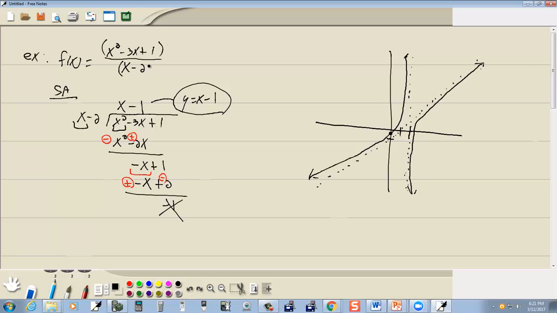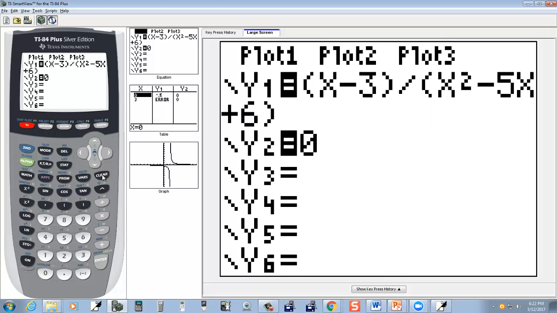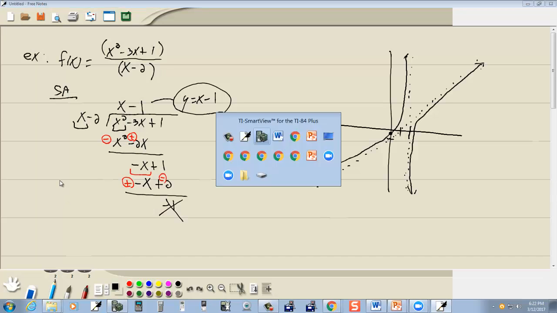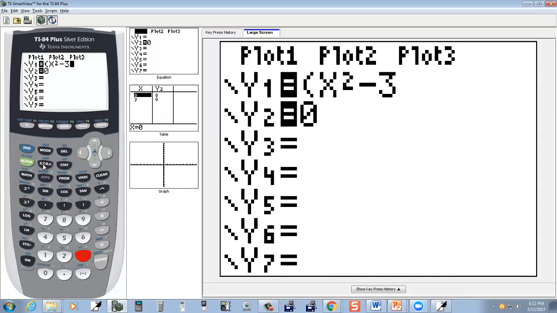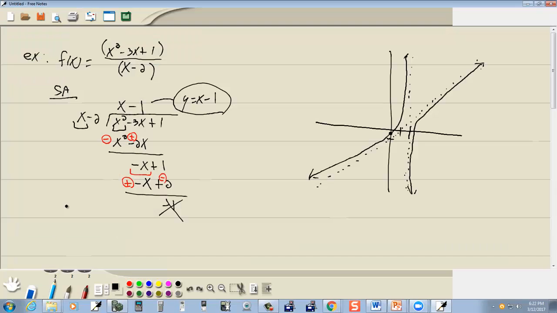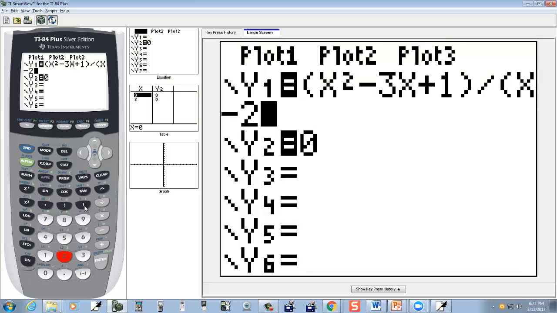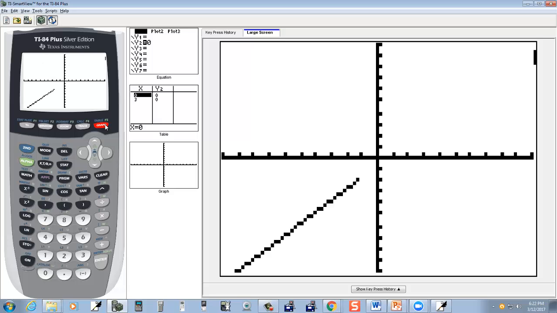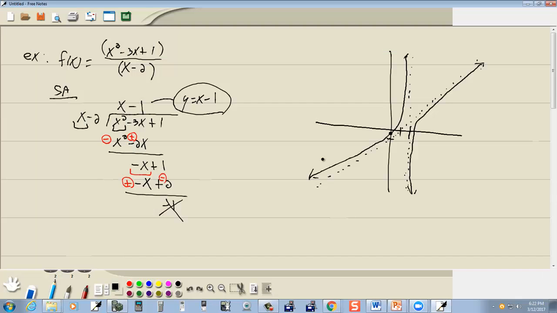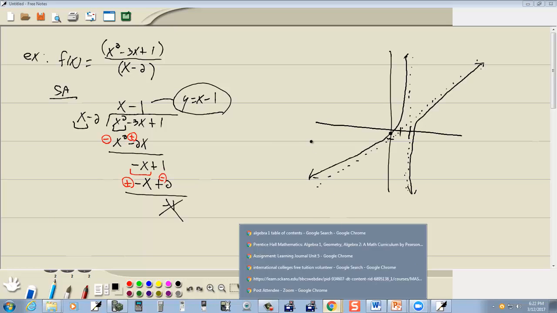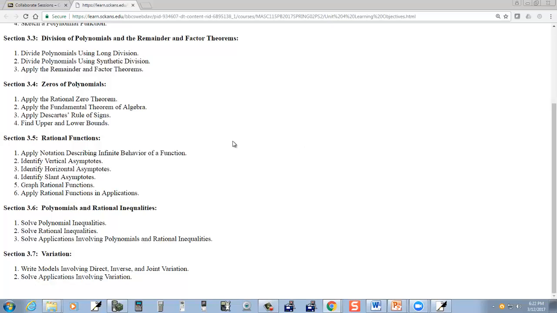If I put parentheses on top, parentheses on the bottom, let's see what it does look like. Let's see. Beginning parentheses, x squared minus 3x plus 1. Close parentheses divided by beginning parentheses x minus 2. And then graph. And more or less that looks correct. But that's, again, slant asymptote is used to help come up with the graph. And let's see, graphing, identify slant asymptotes. Okay.